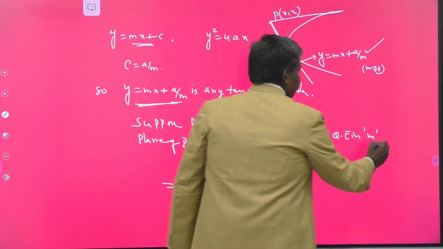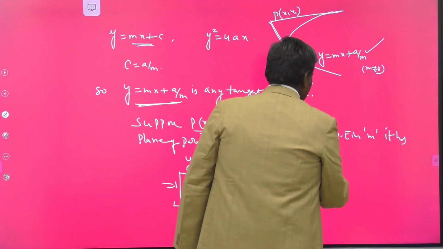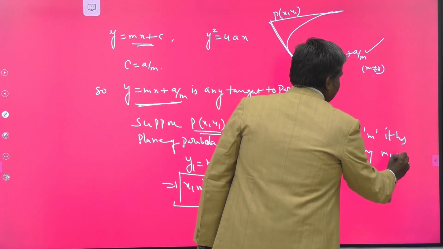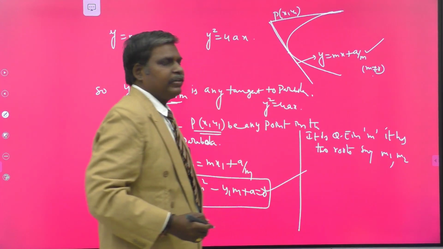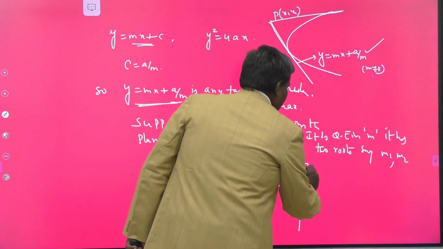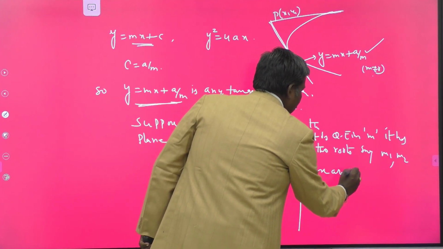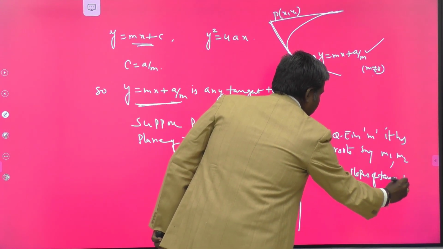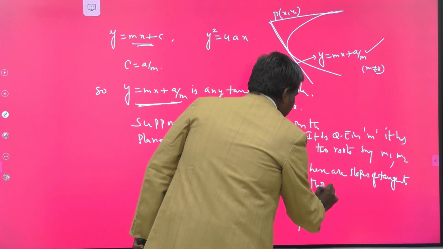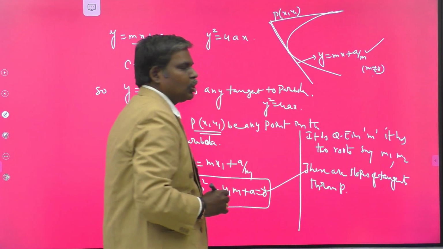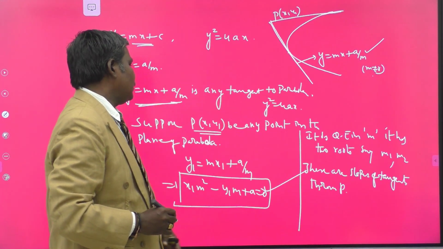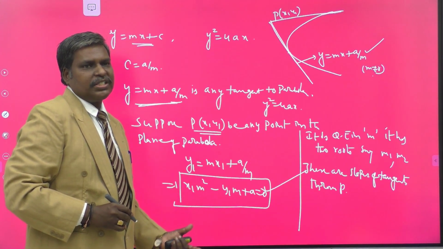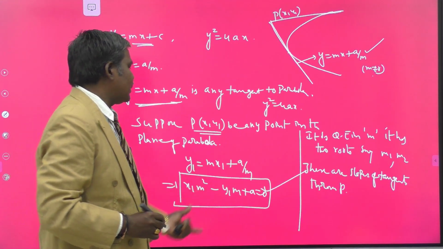It has two roots, say M1, M2. These are the slopes of tangents through P. These are the slopes of tangents drawn from P to the parabola. Therefore, these are real and distinct, or real and coincident, or imaginary according to its discriminant.